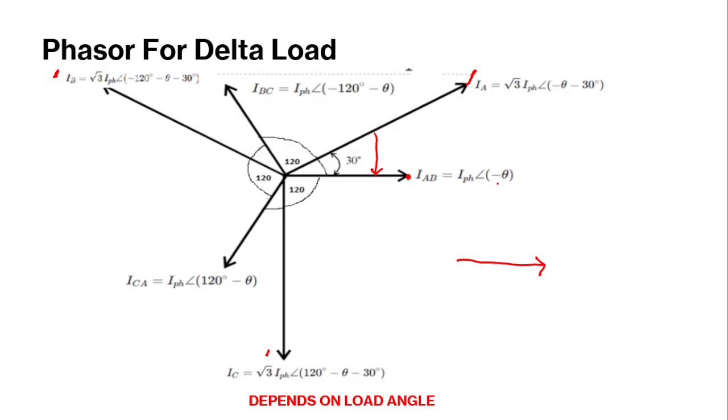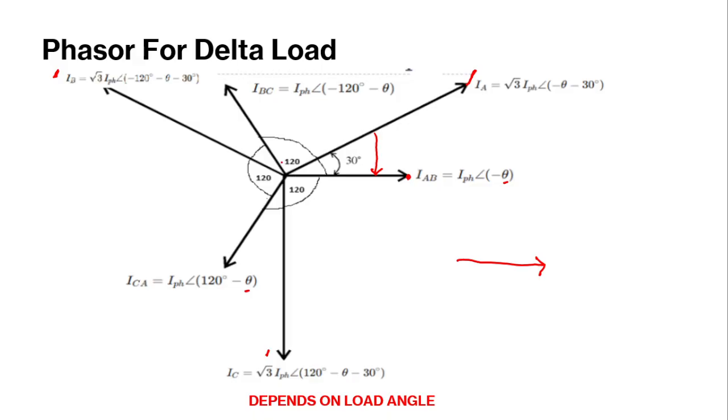Yeah, this one will be at 0, your reference. So remember, you need to know the value of theta. So this whole phasor will shift depending on the value of your power factor angle. It will just shift. Everything has the same thing as before. Don't forget to put in the 120 in between.